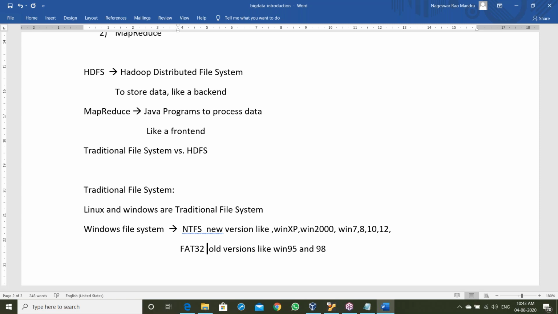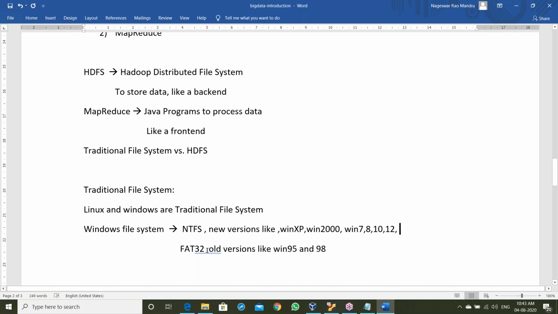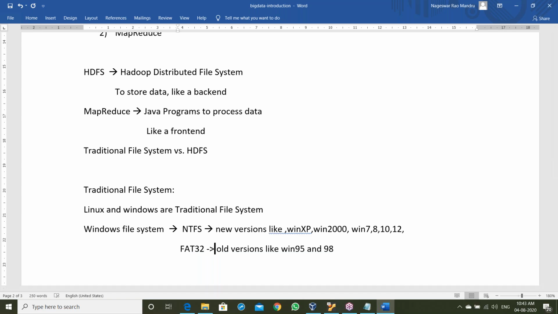Windows 95 and 98 do not support networking. There is no networking facility. NTFS, the New Technology File System, is for the new versions like Windows XP, 7, 8 and 10, and FAT32 is for the old versions.